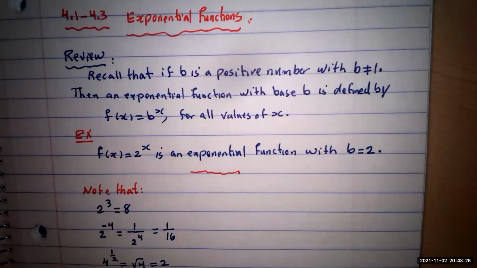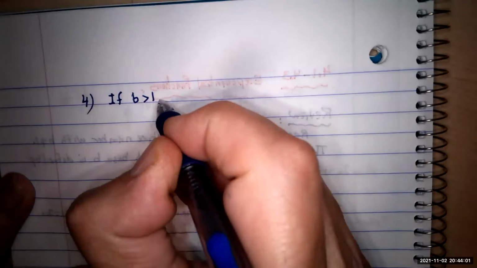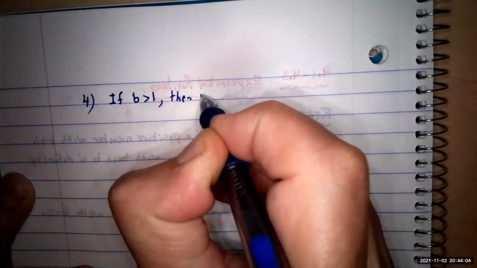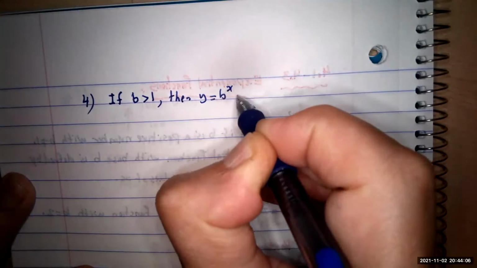Okay, so these are the preliminaries. But what we are interested in is the shape of these types of graphs. So we continue. That was number 3. This is number 4. For number 4, if the base b is bigger than 1, then the function y equal to b to the x is going to be increasing.